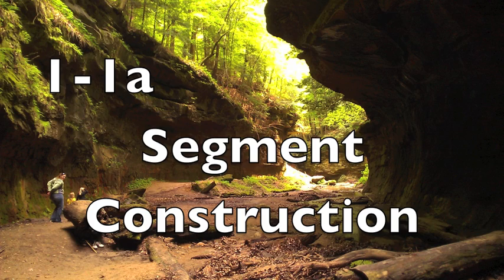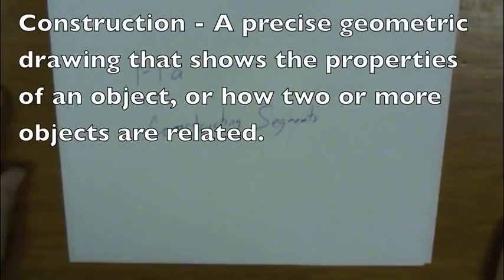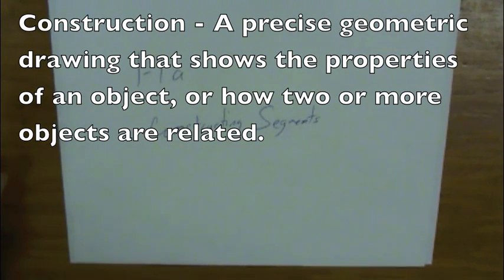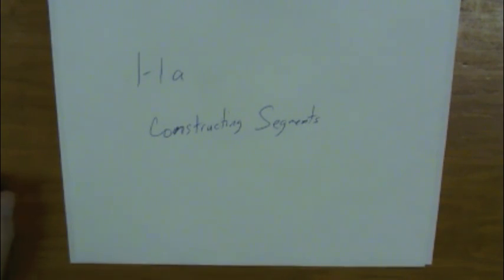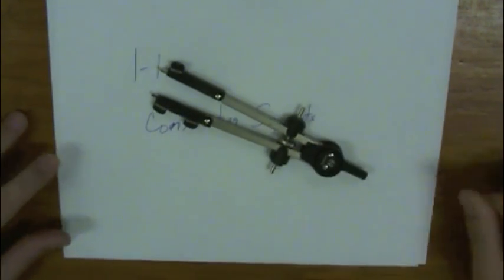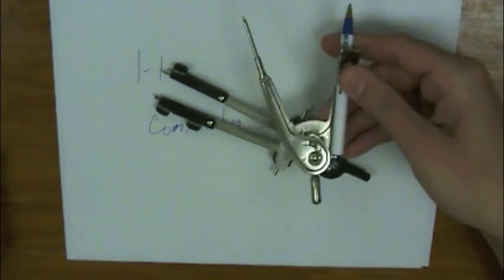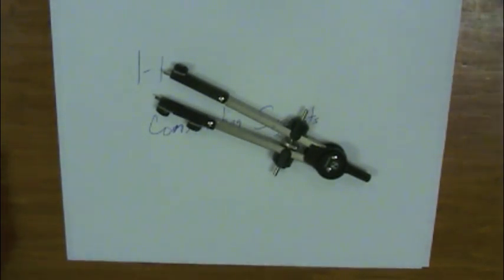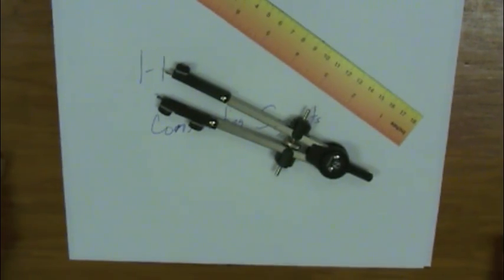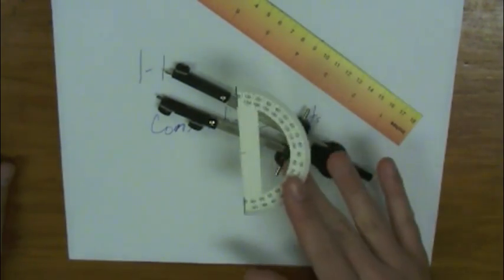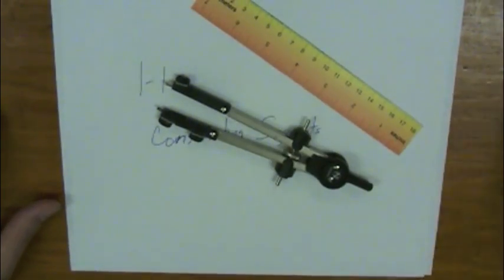Today we are going to start our investigation of geometry by looking at constructions. A construction is a precise geometric drawing that shows the properties of an object or how two or more other objects are related. Now, all of our initial drawings will be made using a compass, straight edge, and a protractor. A compass, and this is a very fancy one, is used to construct circles and arcs. You might have a compass that looks more like this. The straight edge is used to draw line segments, and the protractor is used to draw precision angles.